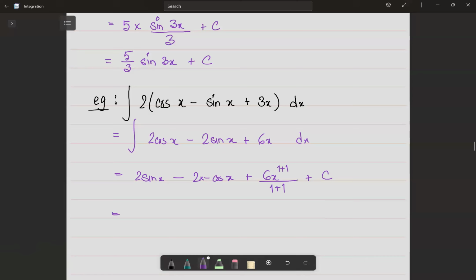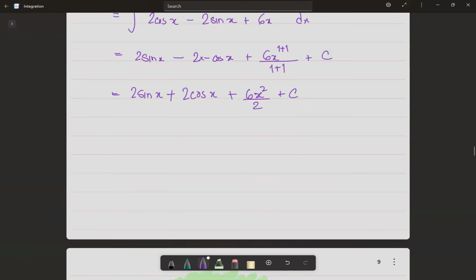So we are supposed to get 2 sin x, then this minus gets multiplied with that minus and becomes plus, so plus 2 cos x plus 6x square by 2 plus c. So when we simplify, we get 2 sin x plus 2 cos x plus 3x squared plus c as our final answer.